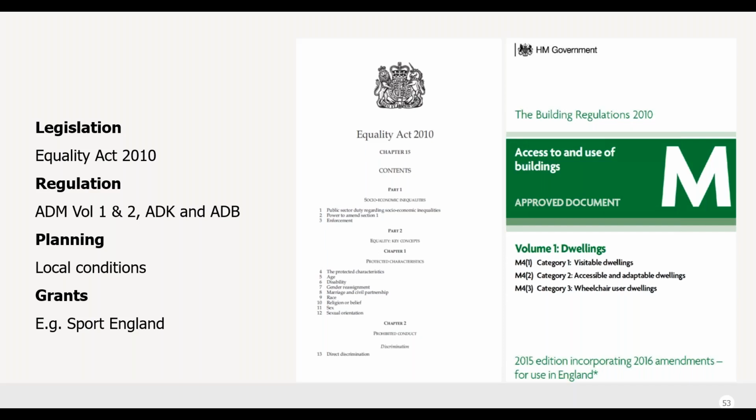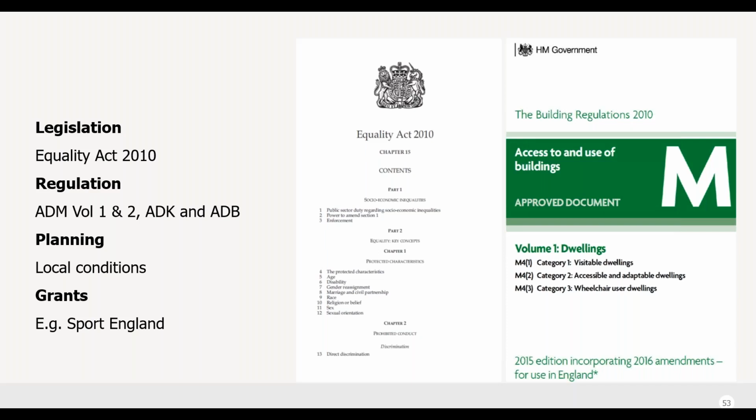We have the legislation, in particular the Equality Act, which is largely concerned with access to goods and services. We have different regulatory standards within the UK, so Northern Ireland, Wales and Scotland are slightly different than England, but within England we have the ADM, K and B. But I would say that the actual standards are fairly similar in regulations throughout the UK.